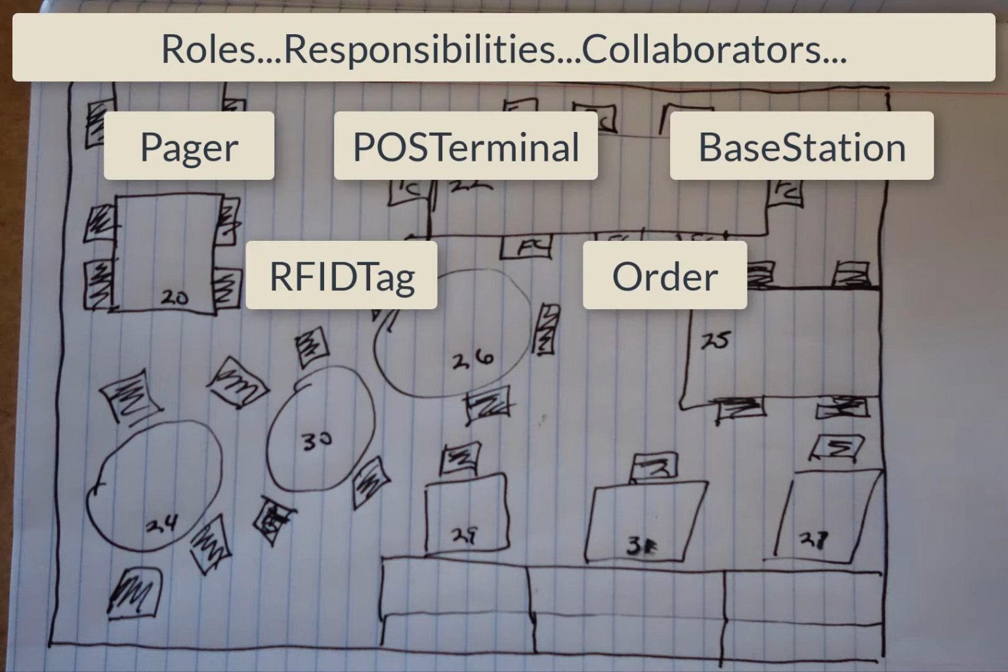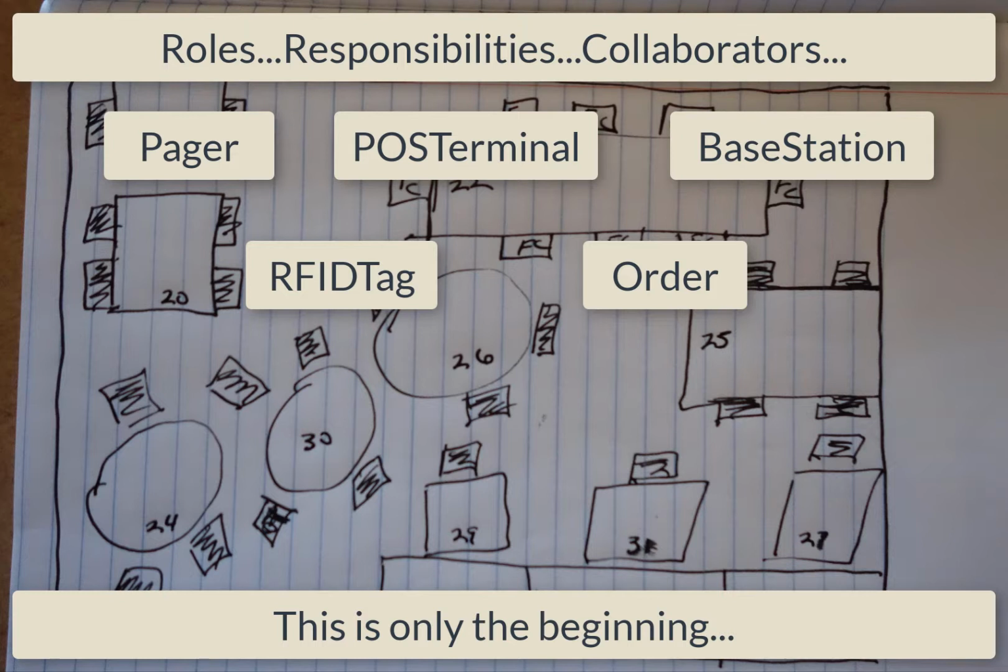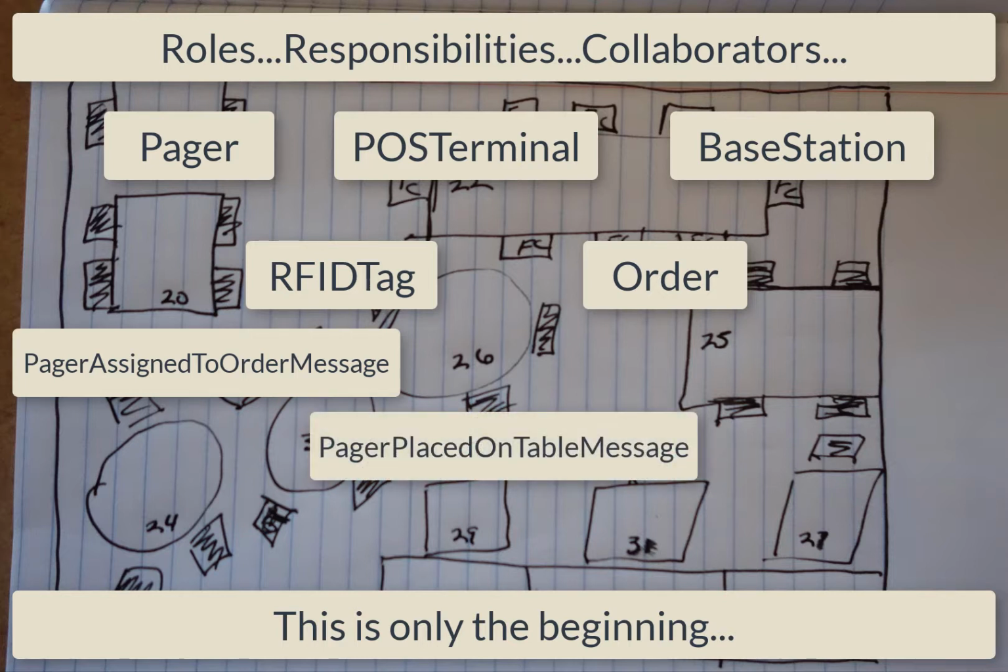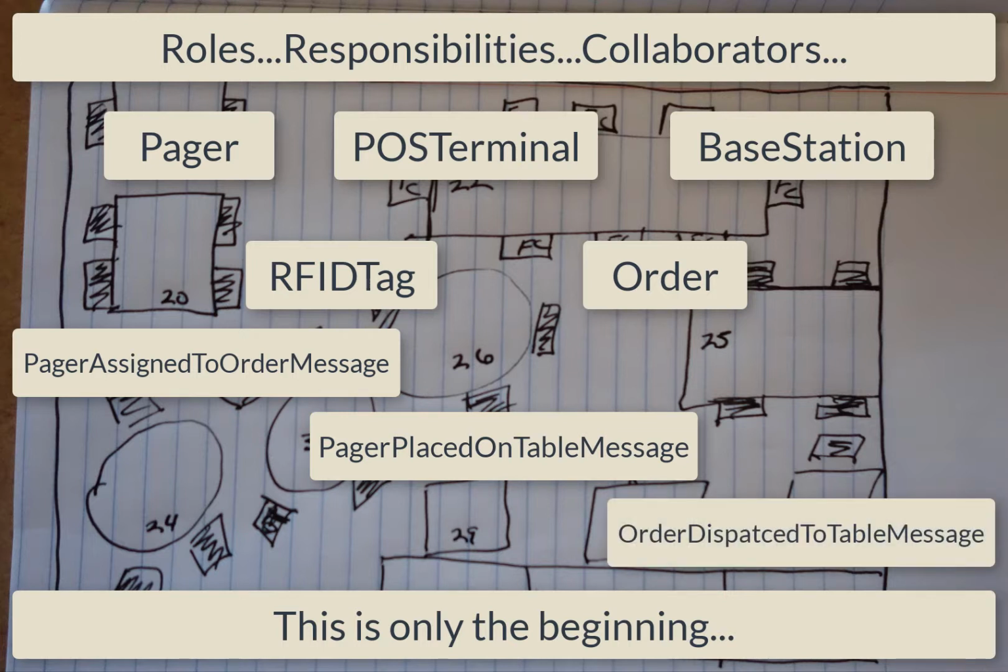This is really only a starting point, and we'll add more detail and we'll discover more as we write the system. We know, for example, too, there will be several messages flowing through the system. We need to associate a pager to an order and a pager to a table. And finally, we need the ability to dispatch an order to a table and collect the pager. We'll talk about these topics and we'll discover several more as we move through this project.